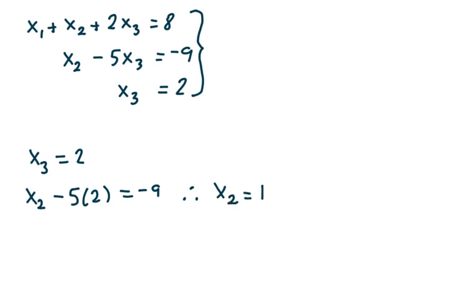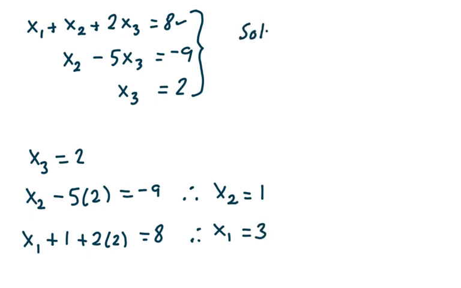And then I'm going to replace x2 with 1 and x3 with 2 in equation 1 and solve for x1. This is called back substitution. So x1 plus 1 plus 2 times 2 equals 8. And when I solve, I get x1 equals 3.